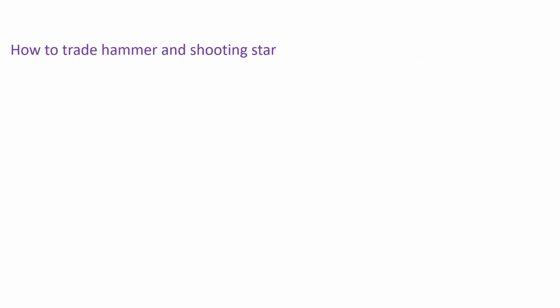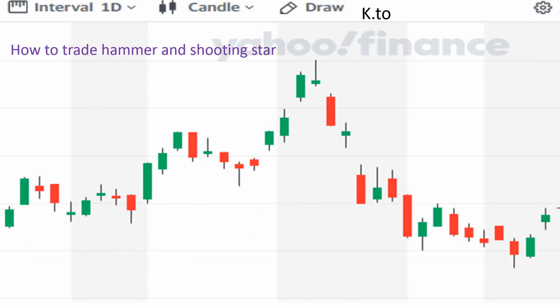How to trade hammer and shooting star. This is the price trend of a stock on the D1 time frame of Binance. In this graph, you see the price is trending nicely upward, making a higher swing high, higher swing low, higher swing high, higher swing low, higher swing high. That's the characteristic of a strong uptrend.